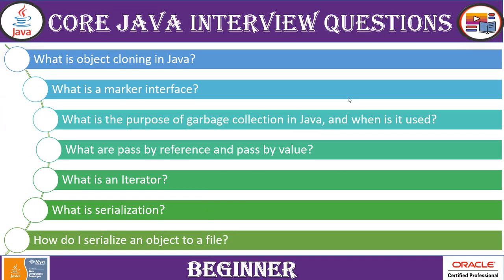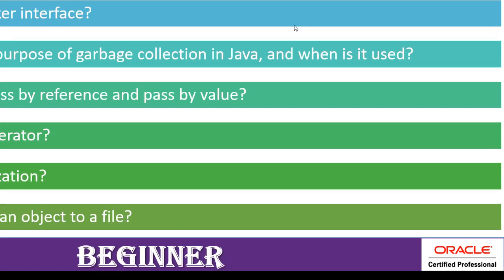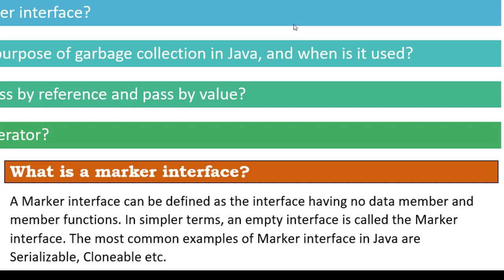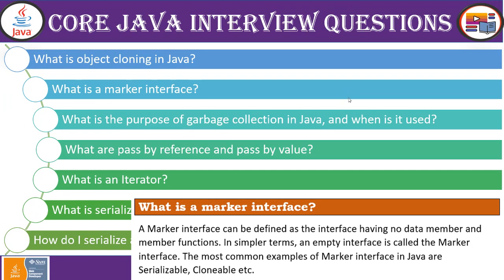Next question is, what is a marker interface? Marker interface can be defined as an interface having no data member and member functions. In simple words, an empty interface is called a marker interface. The basic examples of it are Serializable, Cloneable, etc.